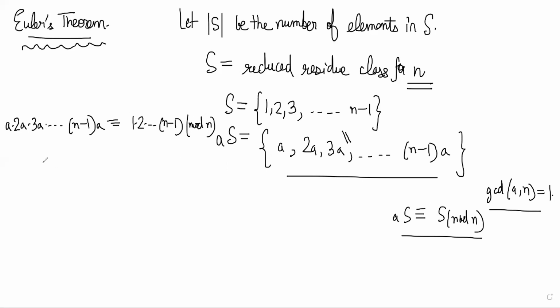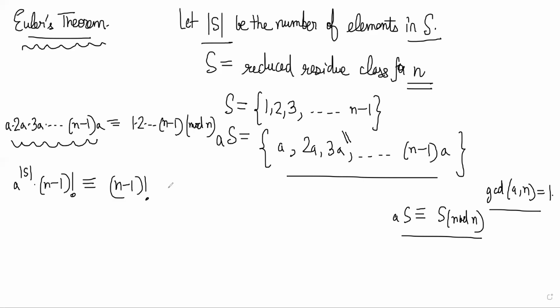Now, mod S was the number of elements in S. So you are doing a power mod S here, and (N minus 1) factorial. A power mod S times (N minus 1) factorial is congruent to (N minus 1) factorial mod N.